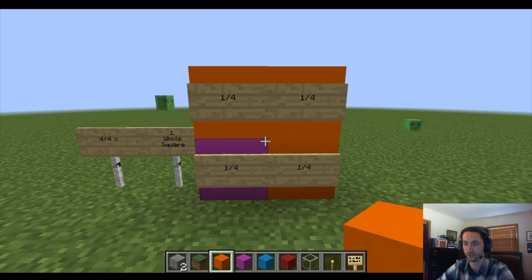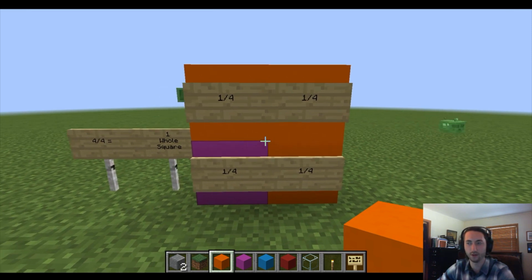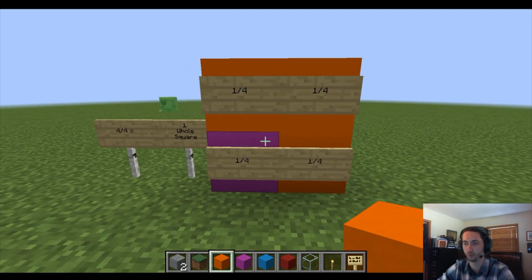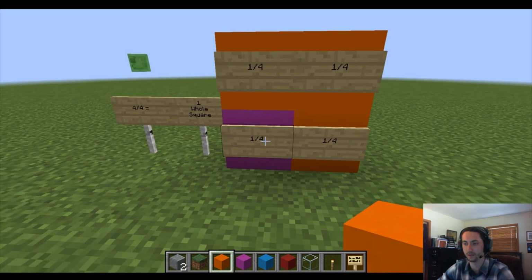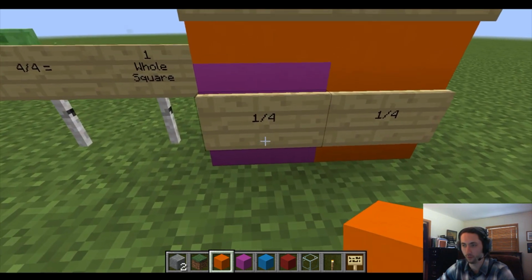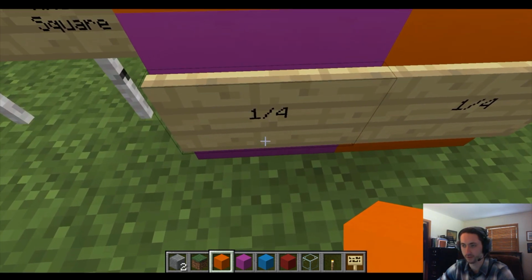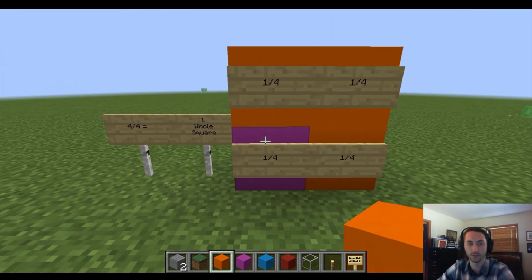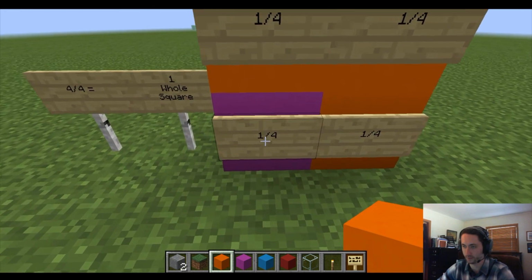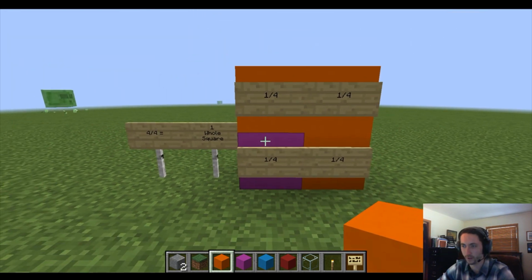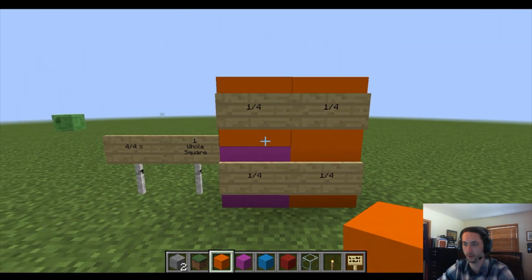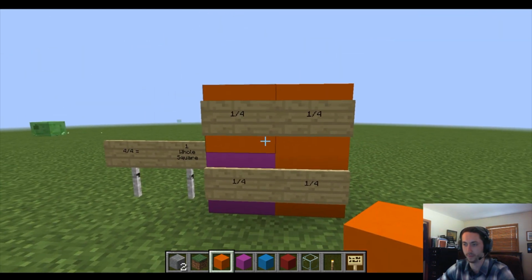Now here's the question that I pose. What fraction of this square is purple? I wonder what the answer is. If you said 1/4, like, duh, Mr. Childs, this is 1/4, you're absolutely right. One of the 4 pieces is purple, meaning that 1/4 of this square is purple.